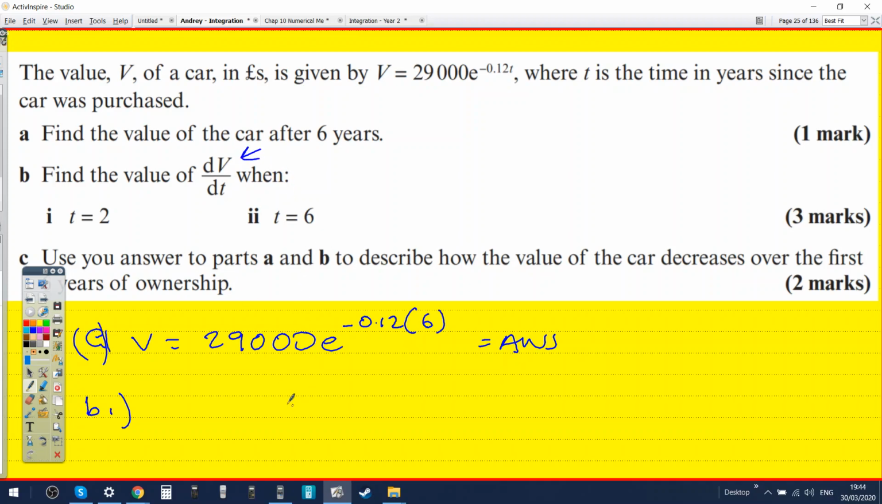dV by dt. And then will the answer be, so minus 0.24 times. Sorry, is it minus 6,690 e to the power of minus 0.24? To the power of what, sorry? 0.24. That's when you sub in 2. And where did the minus 690 come from? Oh, sorry, I meant minus 6,960. And where did that come from? I did minus 0.24 times 29,000.